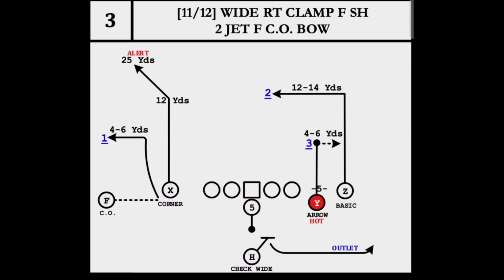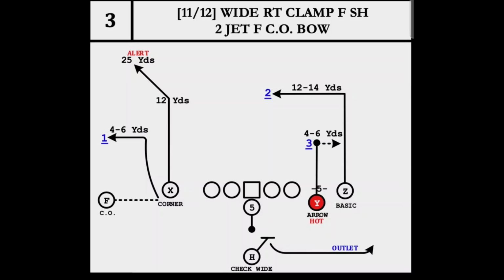On the front side of the concept, you can see here some form of an outbreaking route being the first read for the quarterback. That can be at a variety of different depths. It might be something as shallow as 4 to 6 yards. You also might see it as something more of a deep 8 to 10 yard outbreaking route, similar to that of a flag or a corner.